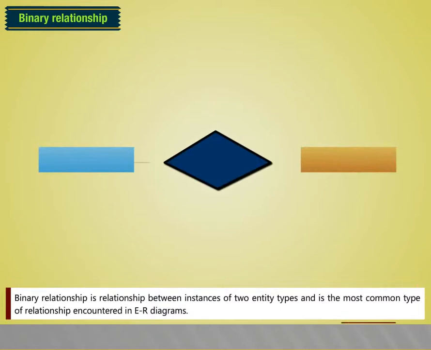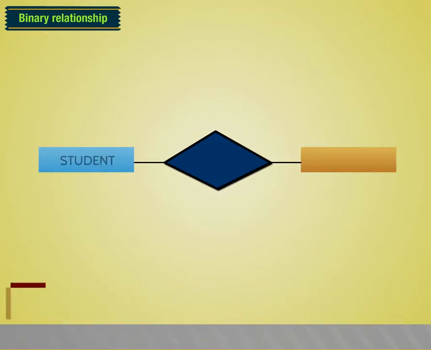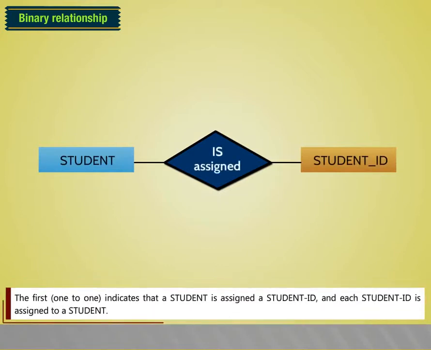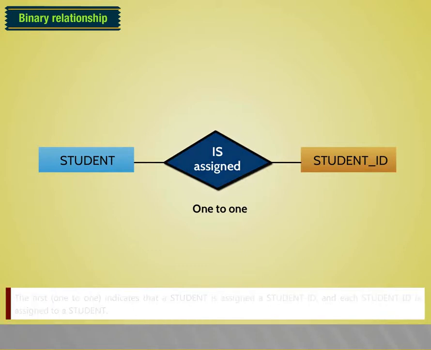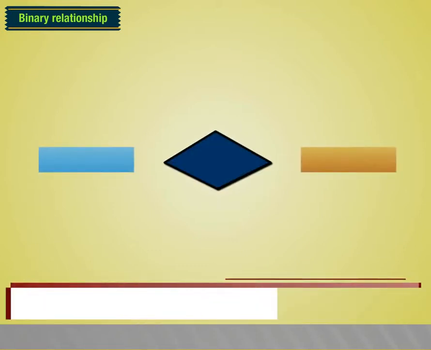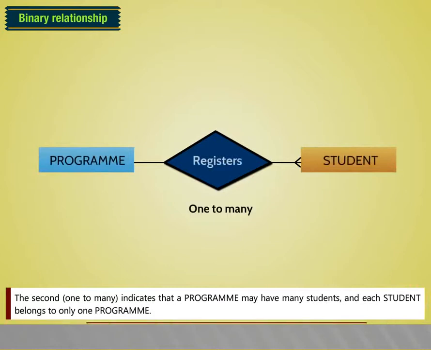Binary relationship. Binary relationship is a relationship between instances of two entity types and is the most common type of relationship encountered in ER diagrams. The first, that is one-to-one, indicates that a student is assigned a student ID and each student ID is assigned to a student. The second, one-to-many, indicates that a program may have many students and each student belongs to only one program.